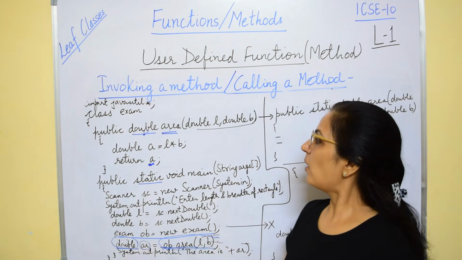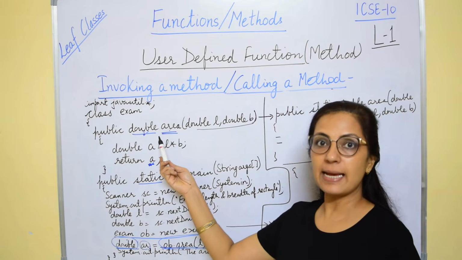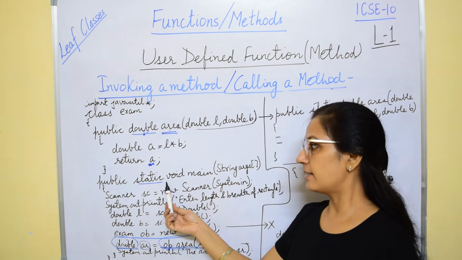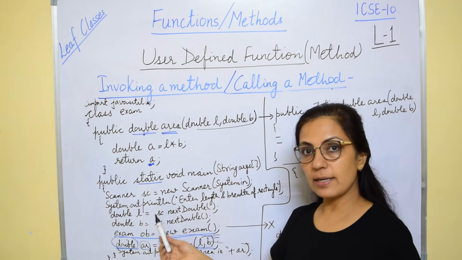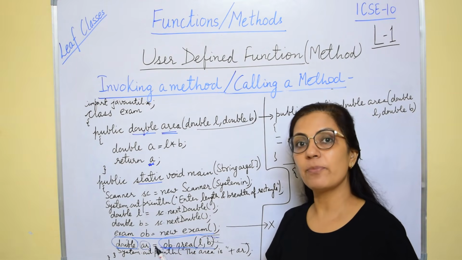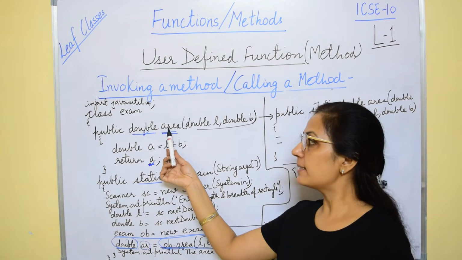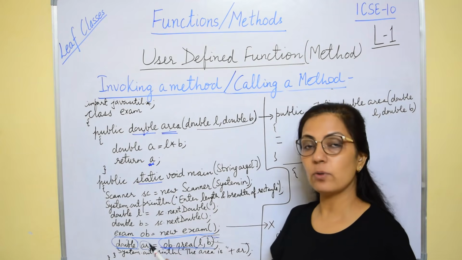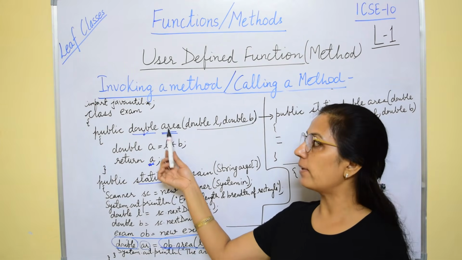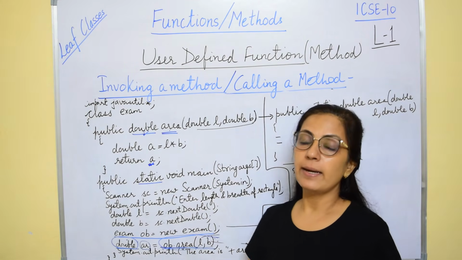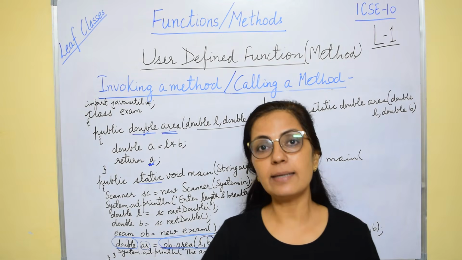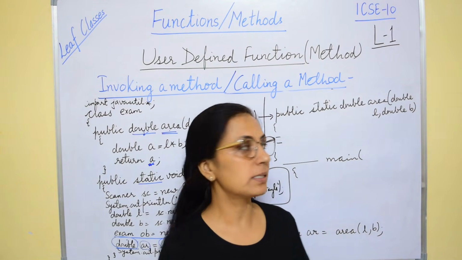Okay. Now I have not mentioned static here, and here it is static. So we are not creating the object of main while calling. But since it is not static, we have to create the object of the class where we have given this function. Now you will say we can write it static. Yes, we can write it static.